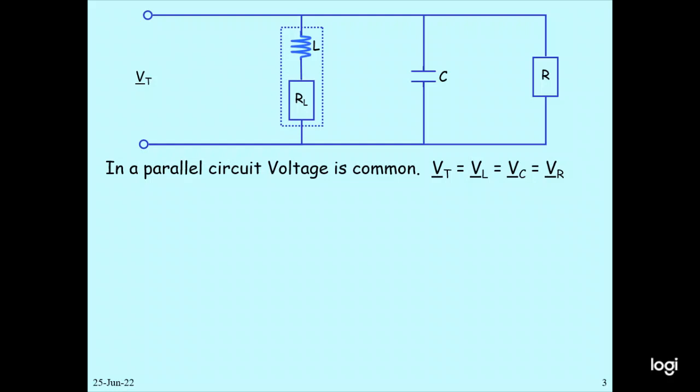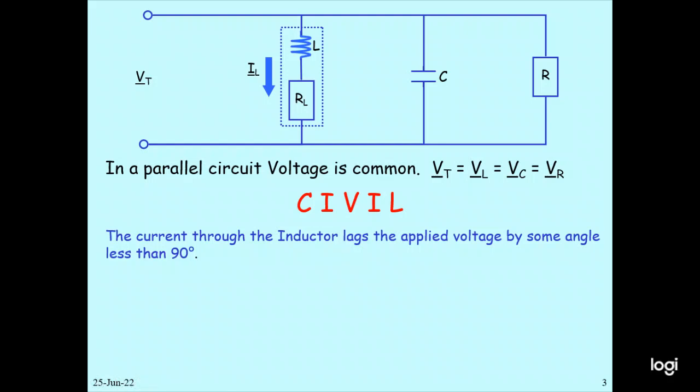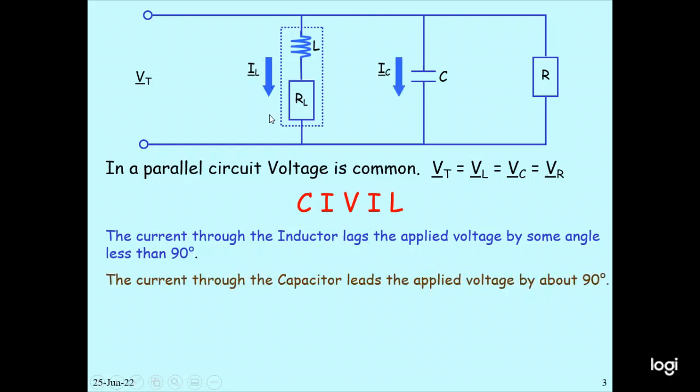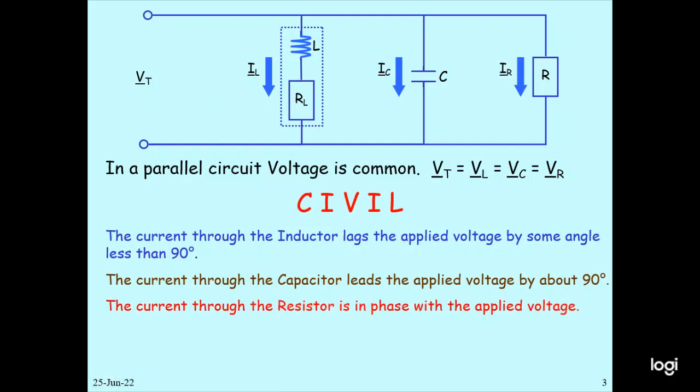So this parallel circuit is common. The supply voltage VT equals VL equals VC equals VR. This is common. And in this case, you can see that the current through the inductor lags the applied voltage by some angle less than 90 degrees. So the inductor current IL lags the applied voltage by 90 degrees. And also the current through the capacitor leads the applied voltage by 90 degrees. So IC leads the applied voltage by 90 degrees. The current IR, the current through the resistor, is in phase with the applied voltage.